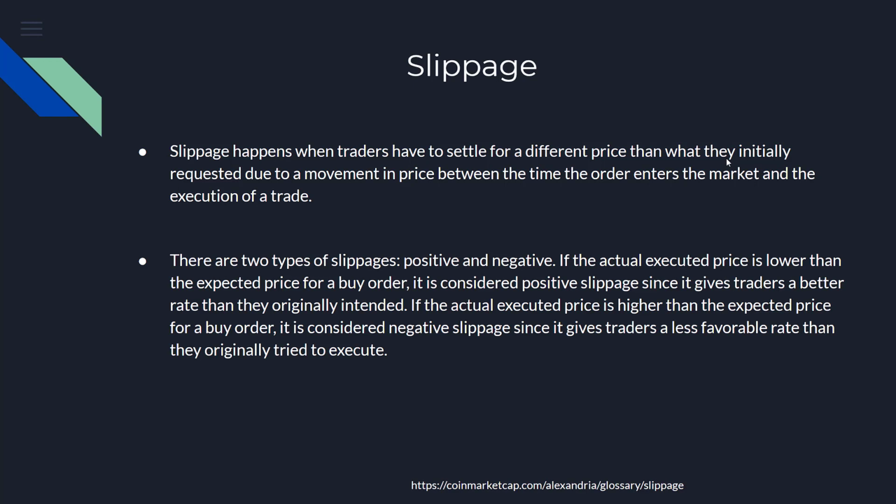Positive is when the actual executed price is lower than the expected price for a buy order. So with positive slippage, the trader gets a better rate for his trade than what he had initially expected, right? Then there is a negative one, where the executed price is higher than the expected price. So here the trader gets a bad price for the trade.